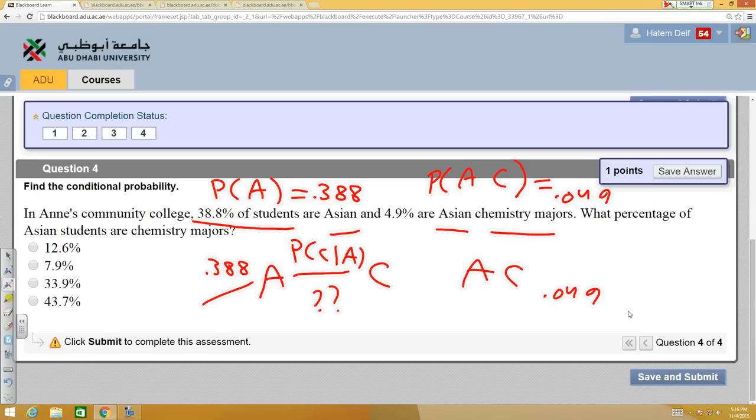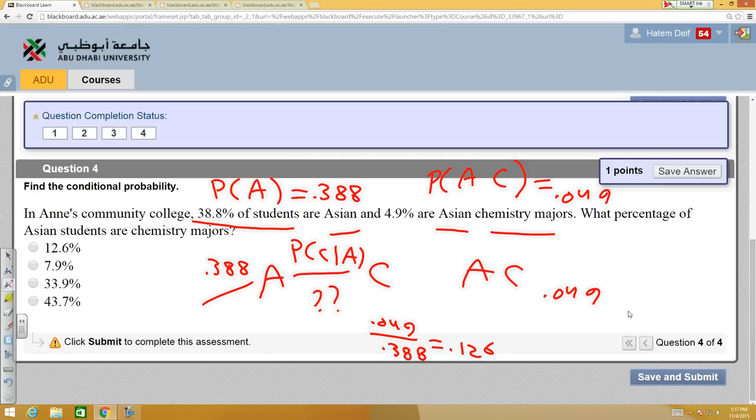So in this case, you divide the probability of the AND by the probability of the A. This number will be simply 0.049 divided by 0.388, and when you divide this, it will be 0.126. And because he wants percentage again, you just give it back as a percentage. You multiply it by 100 to make it a percentage. But anyway, this is just what I expected.